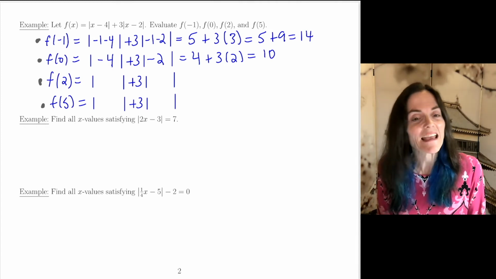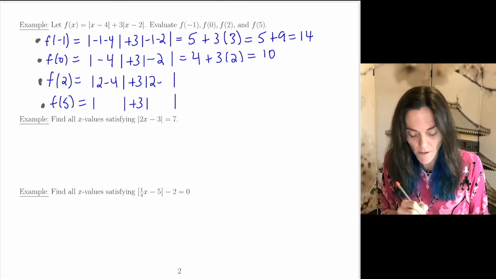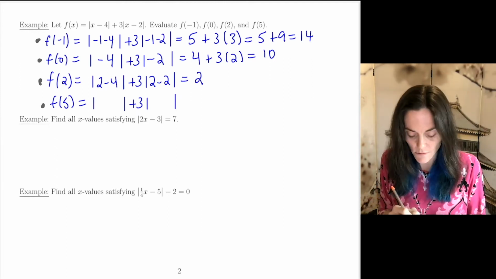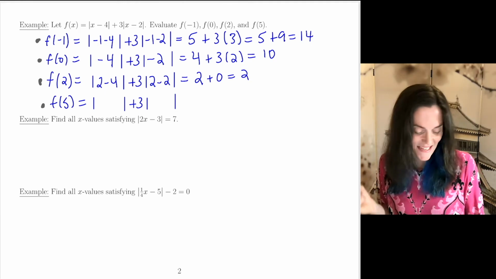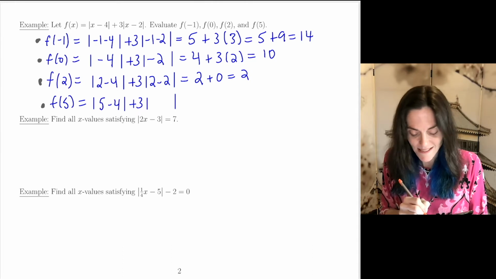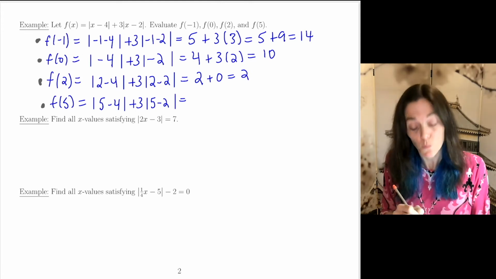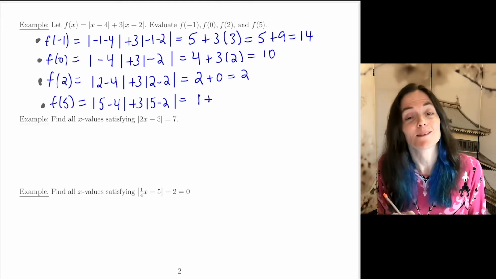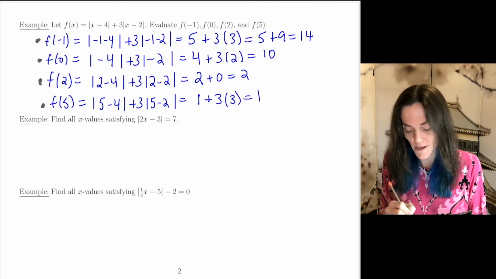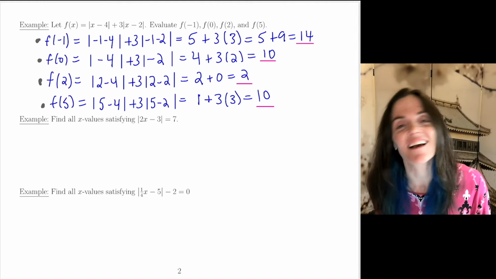Now we have 2 more. Evaluate at 2. We have the absolute value of 2 minus 4 plus 3 times the absolute value of 2 minus 2. Well, 2 minus 2 is 0, so we just get 2. Maybe I'll write plus 0. And lastly, at 5, we have the absolute value of 5 minus 4 plus 3 times the absolute value of 5 minus 2. 5 minus 4 is just 1, and the absolute value of 1 is 1. Then we have 3 times the absolute value of +3, so we get 10. So here are 1, 2, 3, 4 function values here.